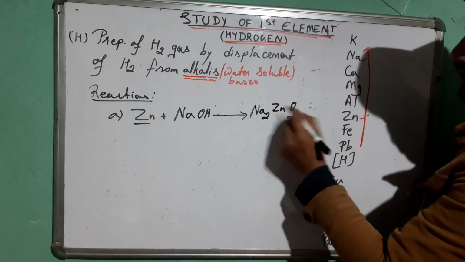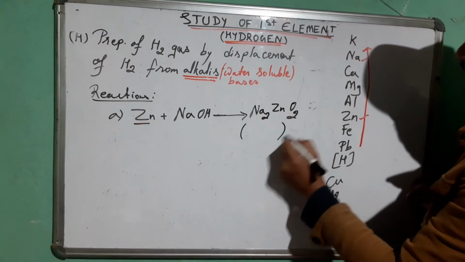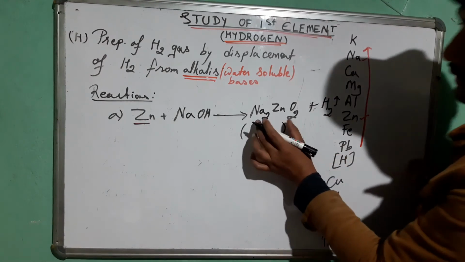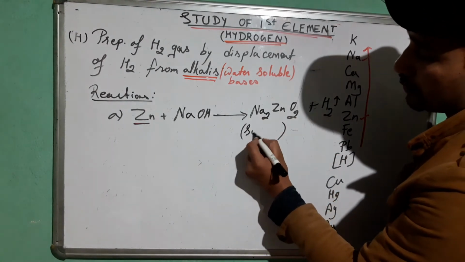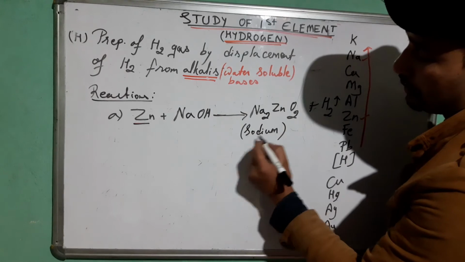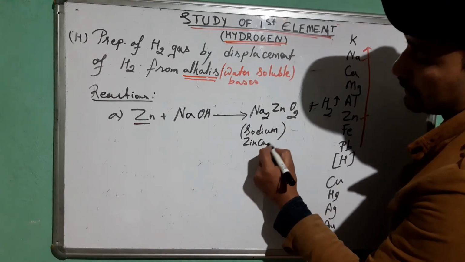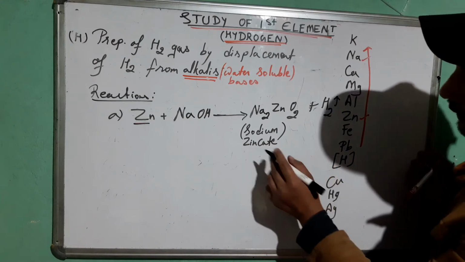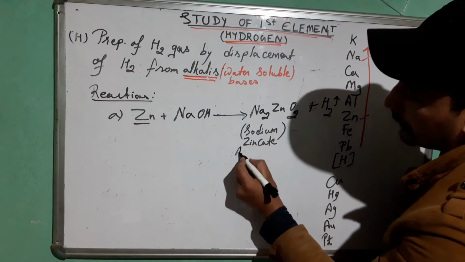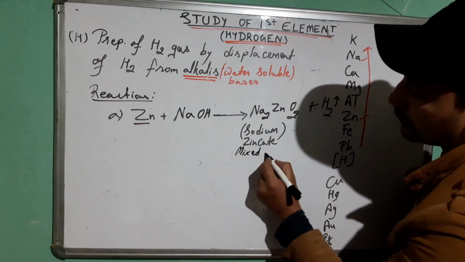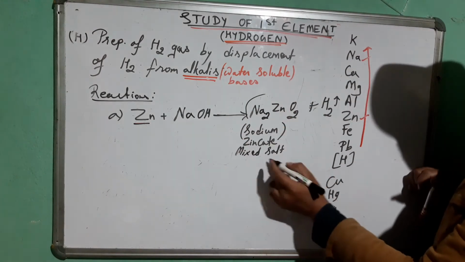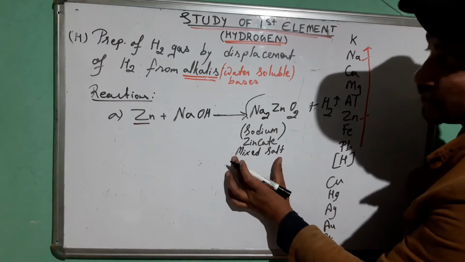Na2ZnO2. This is sodium zincate. You should remember: sodium zincate plus hydrogen gas, H2 gas. The name of this is sodium zincate. It is a mixed salt. It is a salt only, but its name is mixed salt.